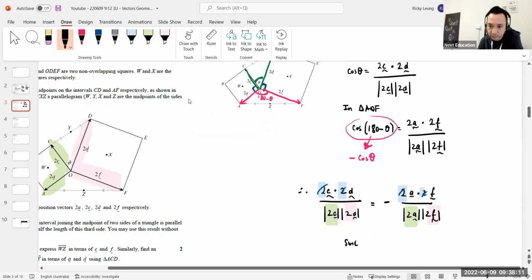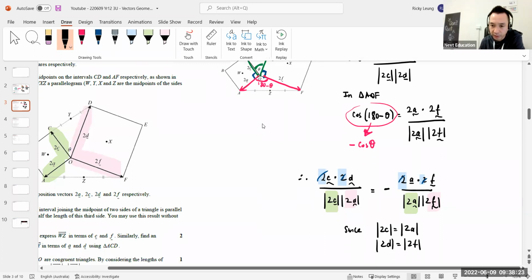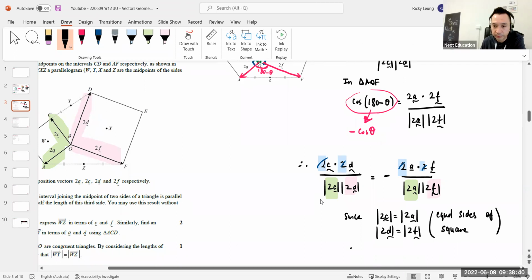since the magnitude of 2C equals the magnitude of 2A, and the magnitude of 2D equals the magnitude of 2F, and I can write, just to make my teachers happy, equal sides of a square. Therefore, 2C times 2D, multiplicatively, 2A, 2F are equal.